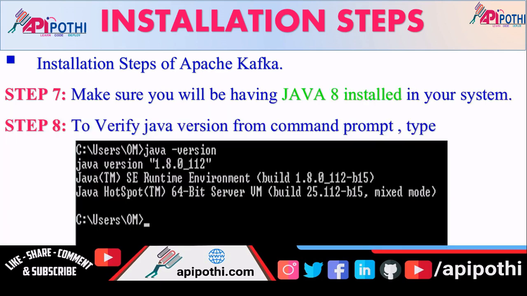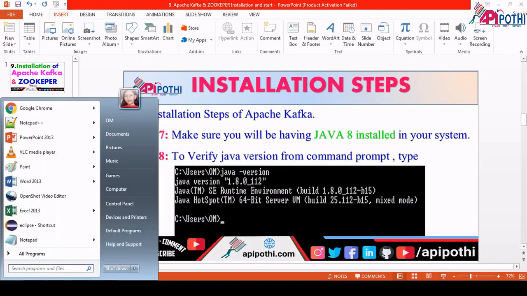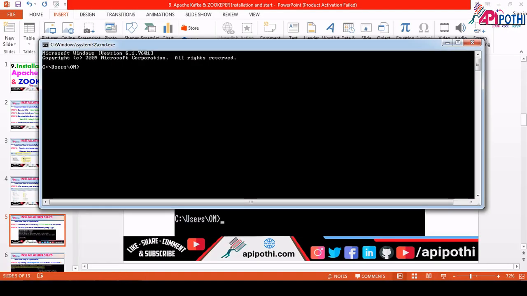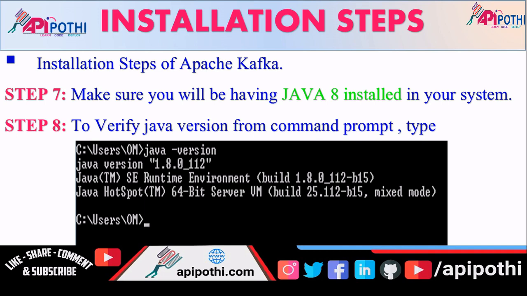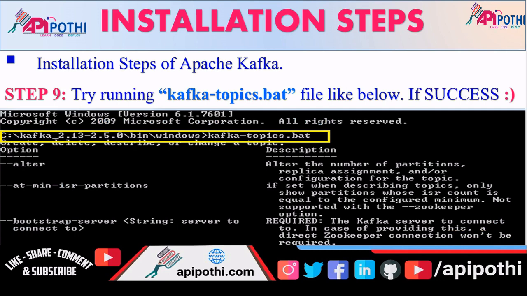Okay, now we need to check your installation of Java 8. You just need to open the command prompt and type java -version. In my system I already have Java 8 installed. In your system also, make sure that Java 8 is installed. This is the prerequisite. Now after installing Java 8, you need to check whether your Apache Kafka is running or not. Till now we haven't done any configuration.